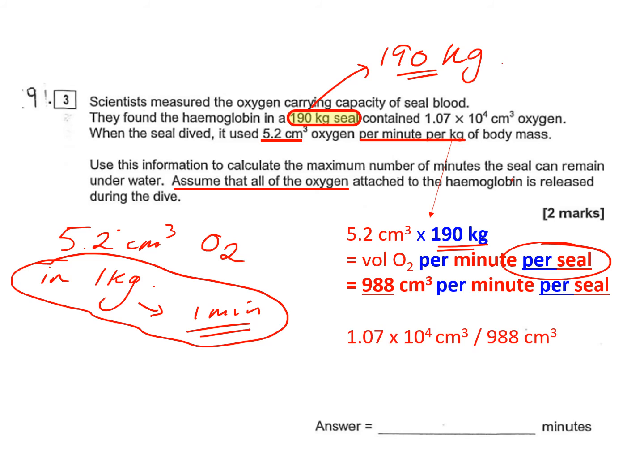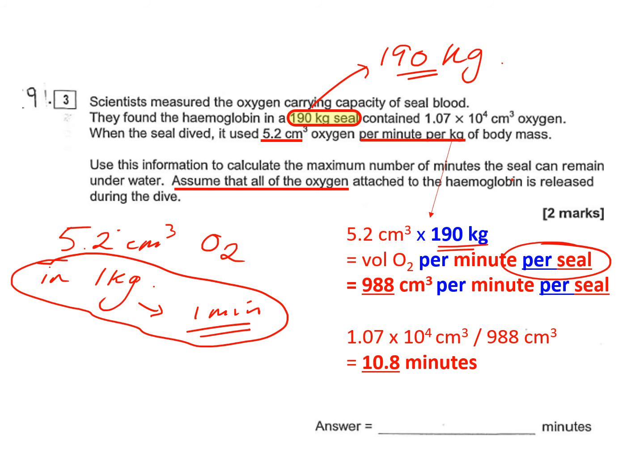Now, if the volume of oxygen was 1.07 times 10 to the power 4 centimetre cubed, and that is attached to hemoglobin, that's oxyhemoglobin, all that is available for aerobic respiration. So there's 988 centimetre cubed used up per minute in the seal. So you take the total volume of oxygen available divided by the volume used per minute, and that will give you the number of minutes the seal can dive by using the oxygen within its body. Now that comes out as 10.8 minutes.